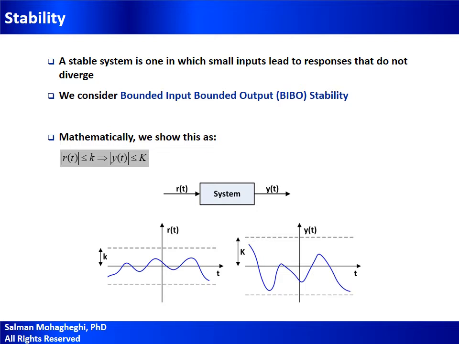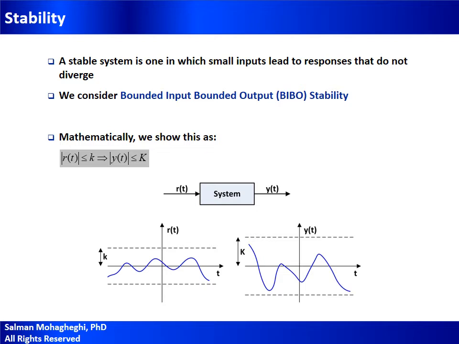A stable system is a system in which applying small inputs would result in responses or outputs that do not diverge. There are different definitions for stability, but the one that we're interested in this course is the notion of bounded input, bounded output stability. And this is what it says. A system is bounded input, bounded output stable if providing bounded input to it would result in output which is also bounded.